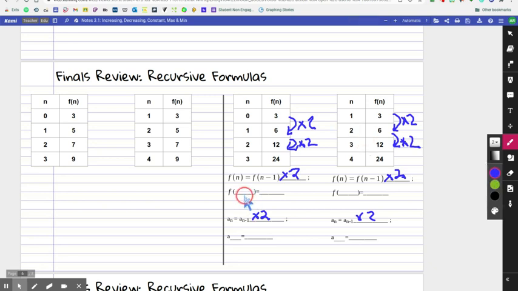Now, we have to look at our start value. Do we remember where we look for our start value in a table? Yeah, at the 0. So these first two numbers, 0 and 3. So my start value to write in function notation is going to be f of 0 is equal to 3. When I write it in subscript notation, it's going to be a sub 0 is equal to 3. Wow, that looks kind of ridiculous with that tiny a.